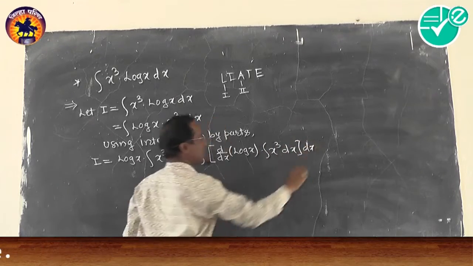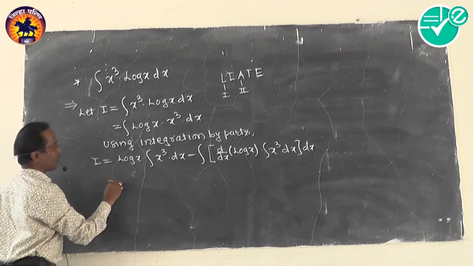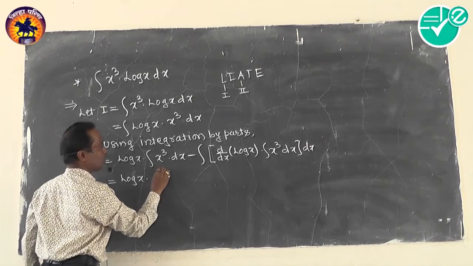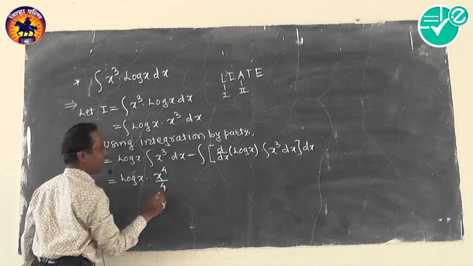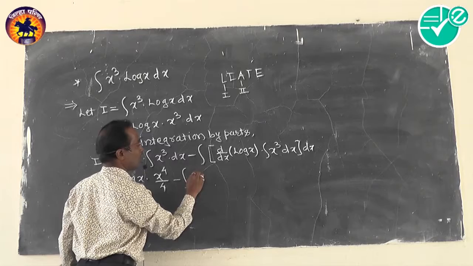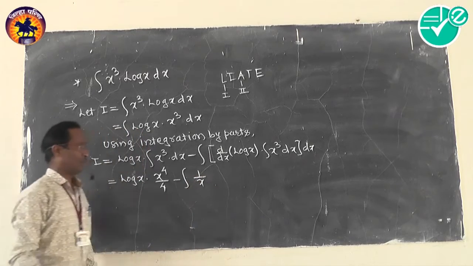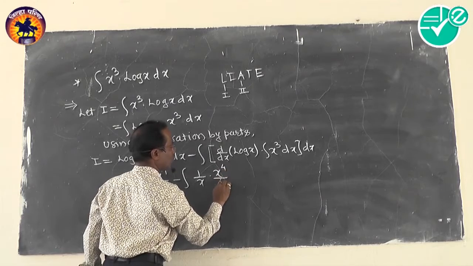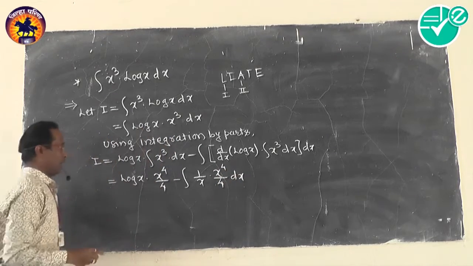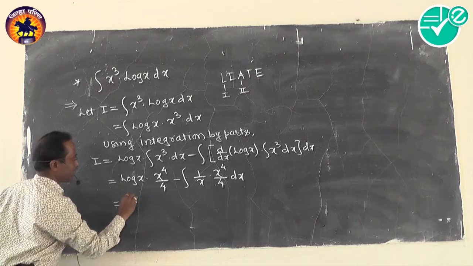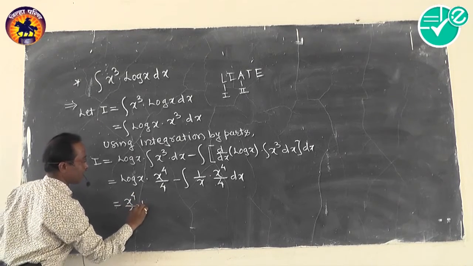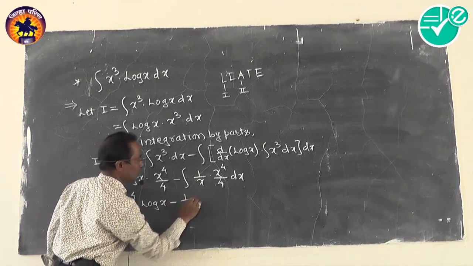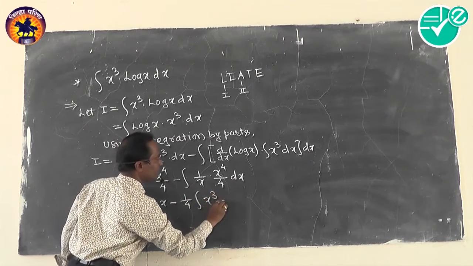with respect to x. Now log x into integral of x cube is x raised to 4 divided by 4, minus integral of derivative of log x, which is 1 by x, into x to the power 4 upon 4 dx. Now this can be written as x raised to 4 upon 4 into log x minus 1 by 4 into integral of x cube dx.